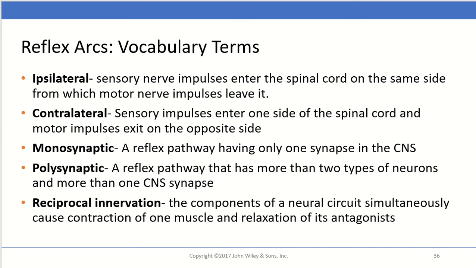Then we have monosynaptic. This refers to a reflex pathway that only has one synapse in the central nervous system. And then polysynaptic, as you might have guessed, is a reflex pathway that has more than two types of neurons and has more than one central nervous system synapse. And then last but not least, we have reciprocal innervation. This is where the components of a neural circuit simultaneously cause contraction of one muscle and relaxation of its antagonist. Right? So just keep those in mind when we go through these various types of reflex arcs.